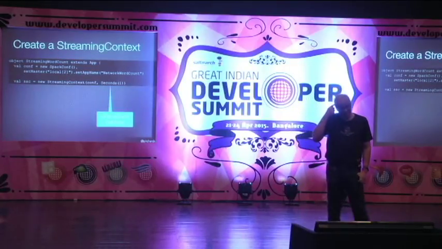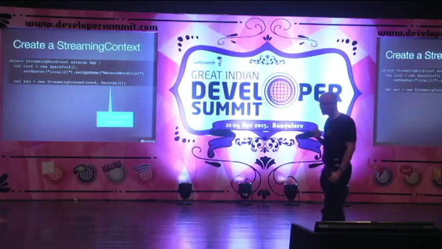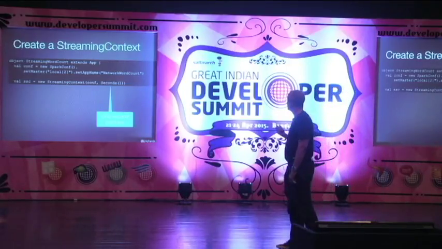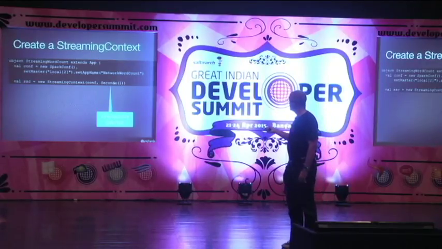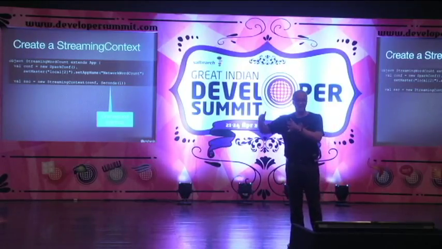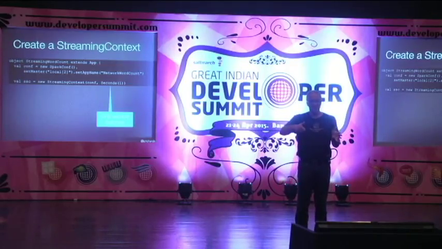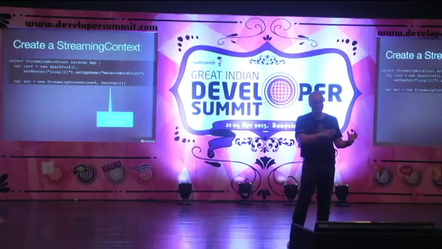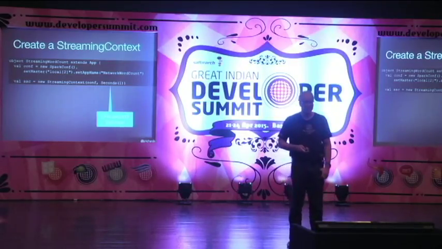So the first thing you do when you're programming Spark Streaming is to create a streaming context. It's kind of like the Spark context, but one of the critical parameters that you have to specify is the batch interval. So here it's saying create a new batch every second. So the data flows in and every second you group the data together and output a new batch.